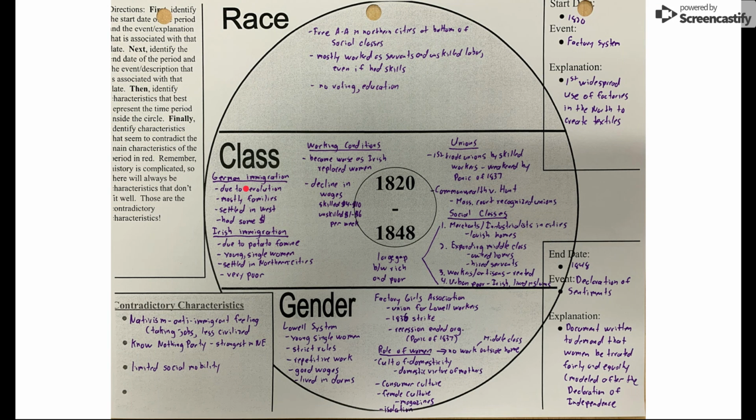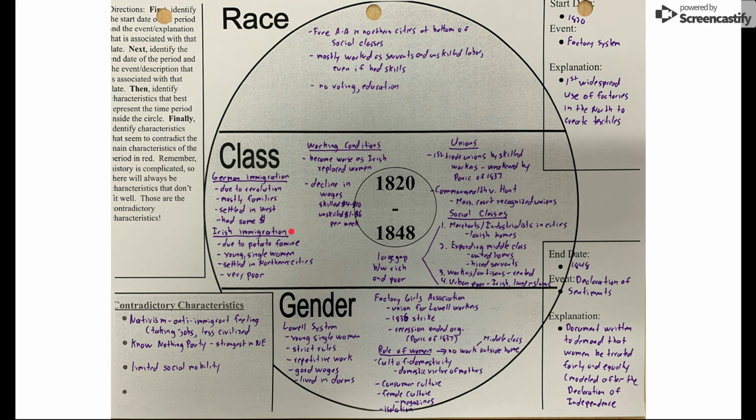Now, the immigrants were different. German immigrants were political refugees. They were coming due to a revolution in Germany. They were coming with mostly families, some single men, but mostly families. And because they had some money, they were often able to settle in Western towns. They could be farmers. They could move a little bit more inland. So they were a little bit more well established because they had some money.